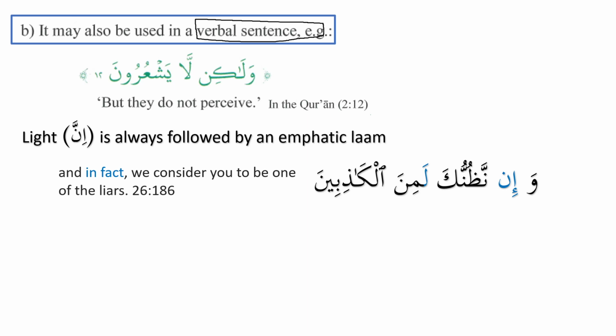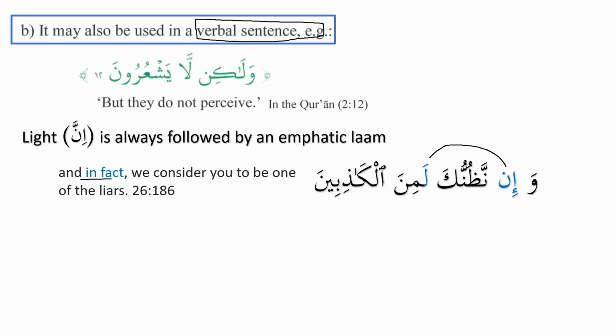We have already discussed this in lesson number 19. Light inna, inna al-mukhaffafa, is always followed by the emphatic lam. Whenever you see in, you know that in is also used for condition. So if you are confused whether it is used for condition or it is light inna, you can confirm it, because whenever it is used as light in the Quran, after that it comes with the emphatic lam, as we can see over here: wa inna dhunnuka lamin al kadhibin. In fact, we consider you to be one of the liars.